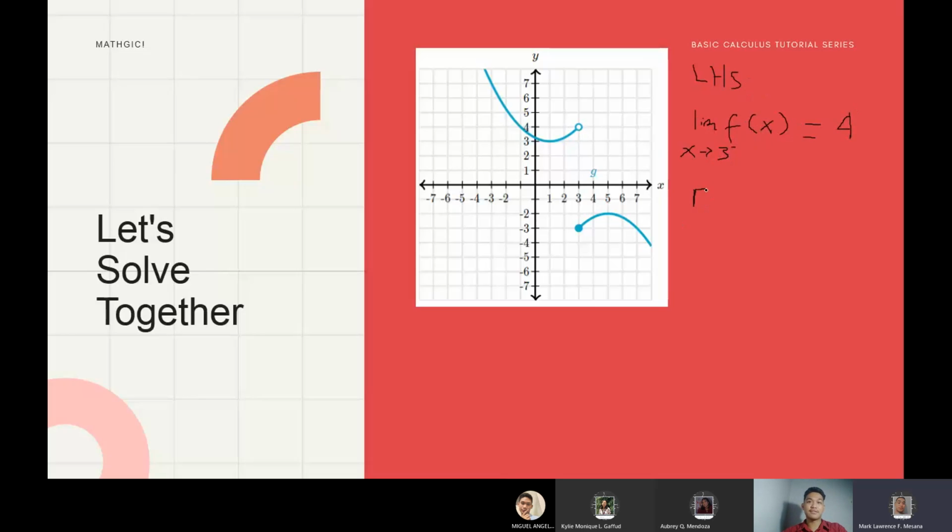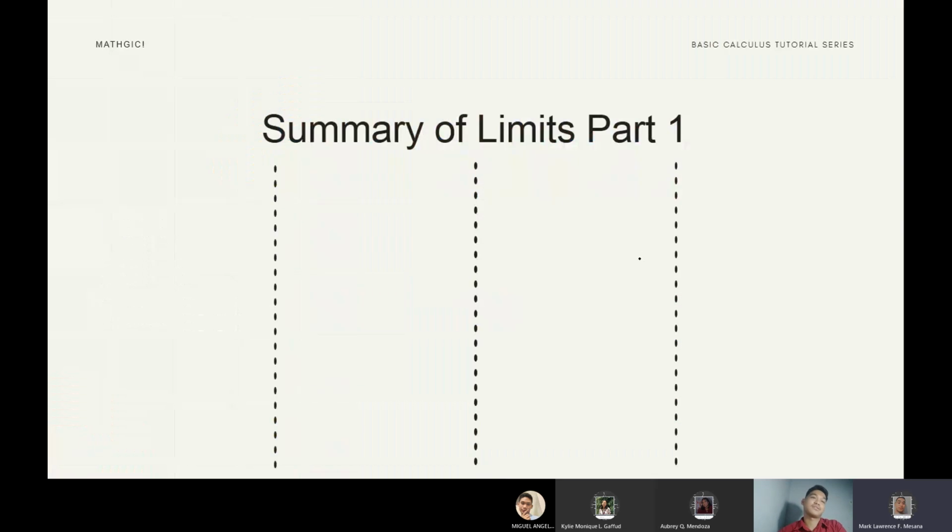On the right hand side, we have the limit of f of x as x approaches positive 3 but greater than 3. We can say this is equal to negative 3. So if the left hand side and the right hand side are not equal, we cannot estimate its value. So it is undefined.